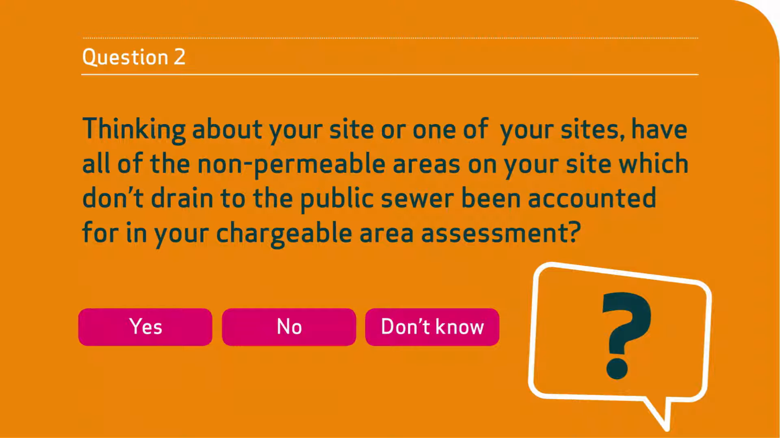So let's have another question to check if we are still making sense. Think about one site or your main site and ask the question, have all of the non-permeable areas on your site which don't drain to the public sewer been accounted for in your chargeable area assessment? As with the last question, we're looking for a yes, no or don't know answer. So if you ever think about that.